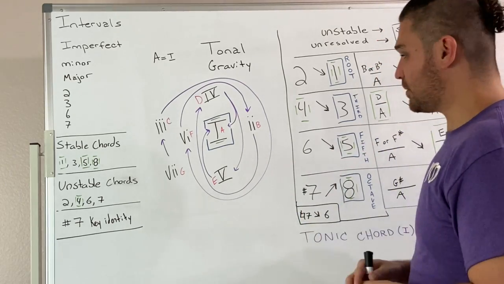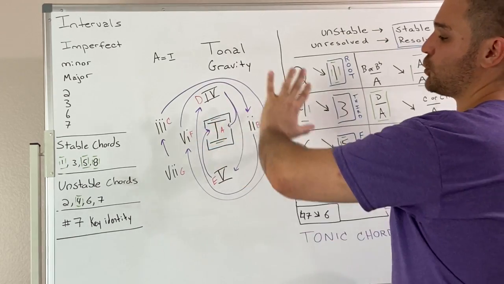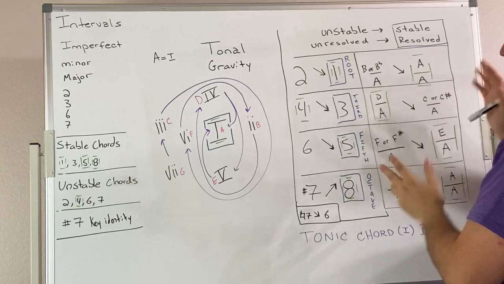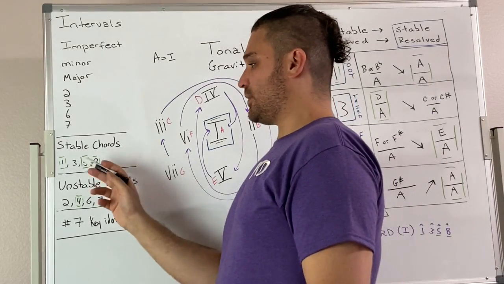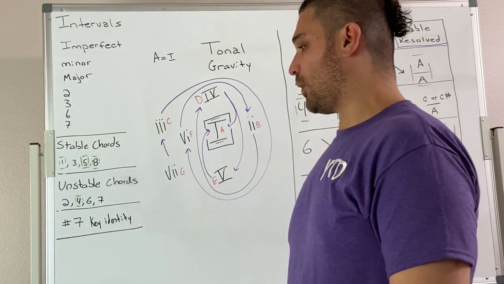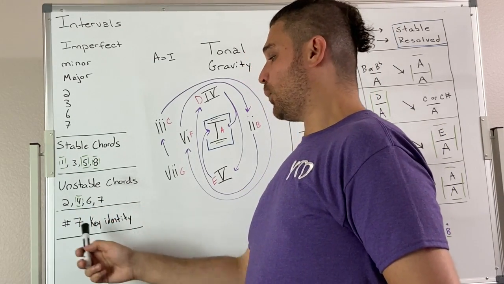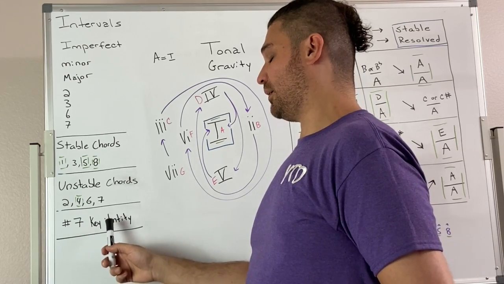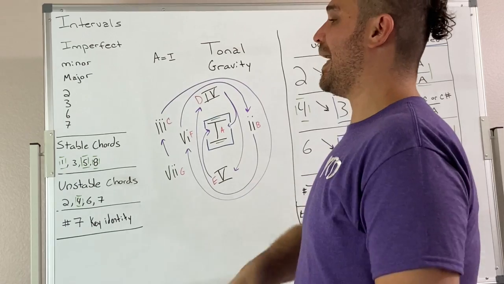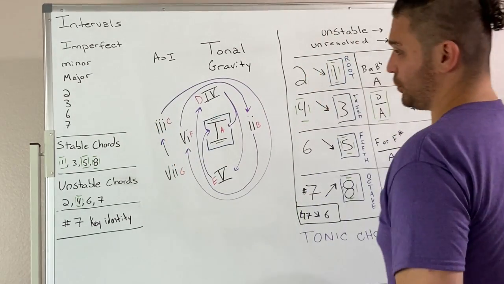Combining these different intervals, I can make chords, and all together, these sounds have a tonal gravity that want to move towards a stable position. Stable chords are made from 1, 3, 5, and 8. Unstable chords are generally made from 2, 4, 6, and 7 in a key, with the sharp 7 being important for key identification. As we mentioned in the last episode, all of our imperfect intervals have 2 versions.